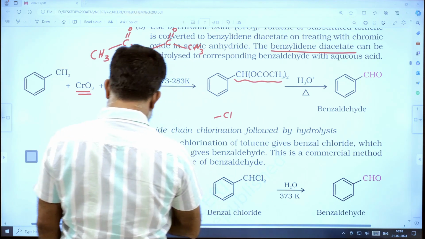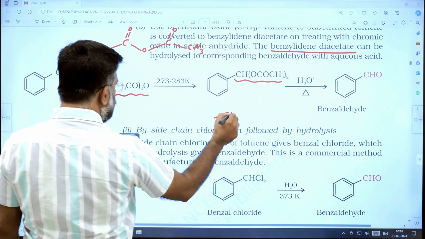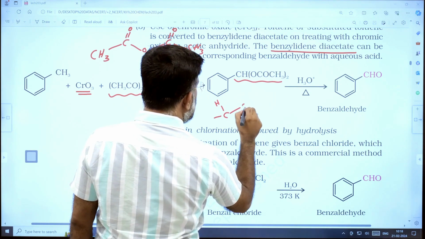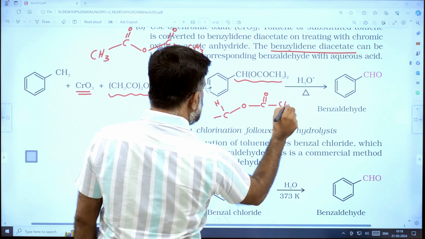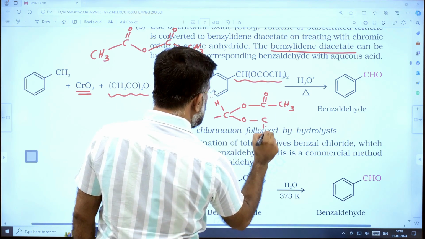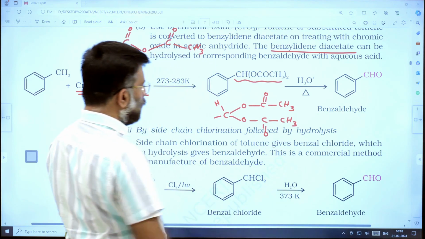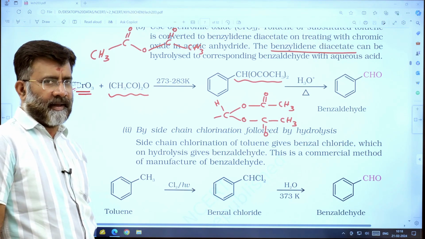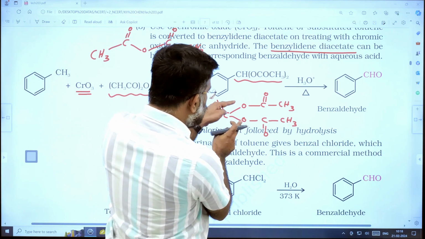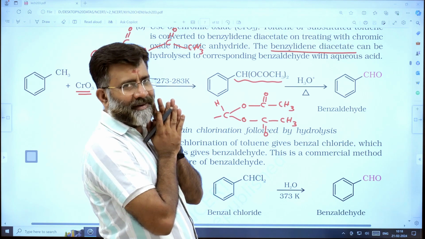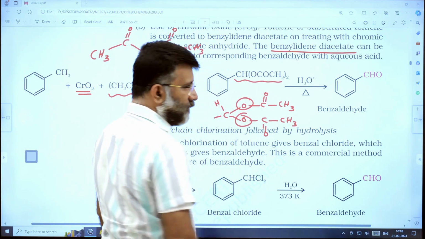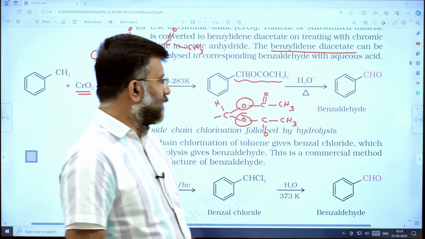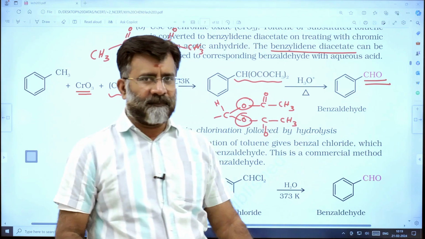It is CH once again, as I said earlier. It is CH, then OCOCH3, OCOCH3. You get a benzylidene diacetate. And once again, the nature of the system is quite similar to what we have seen earlier. Upon hydrolyzing, it will be converted to, there is one hydrogen remaining, you will be getting CHO, benzaldehyde.